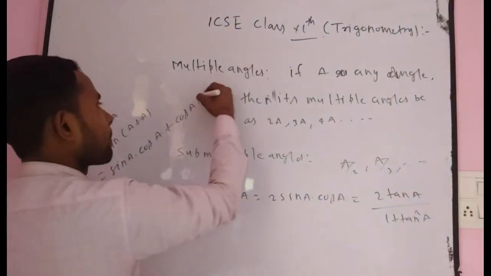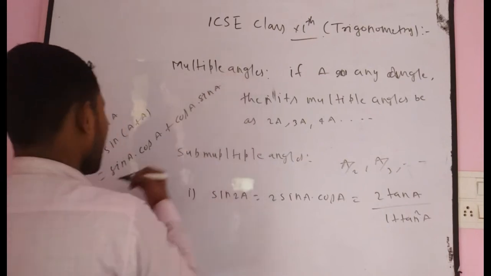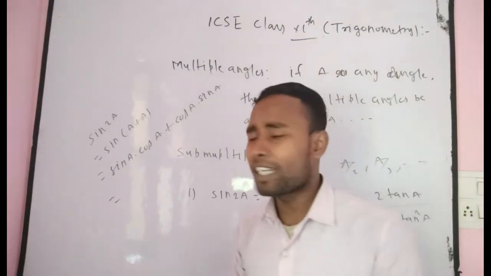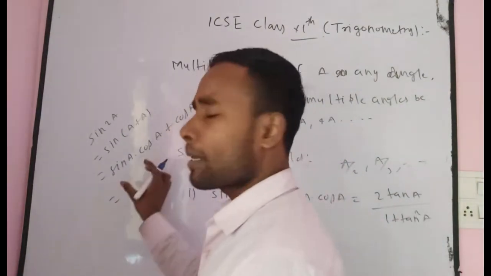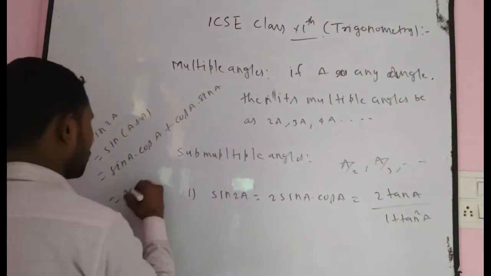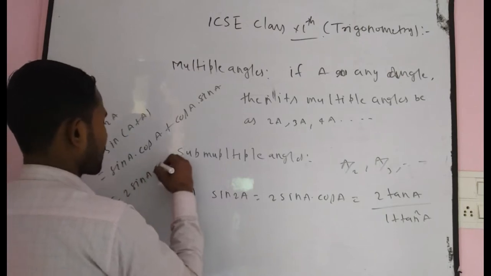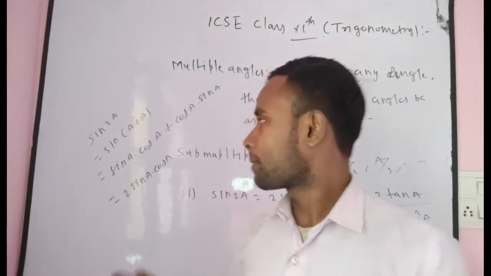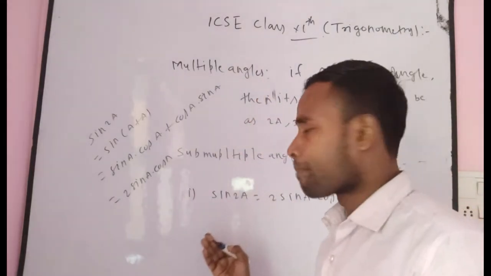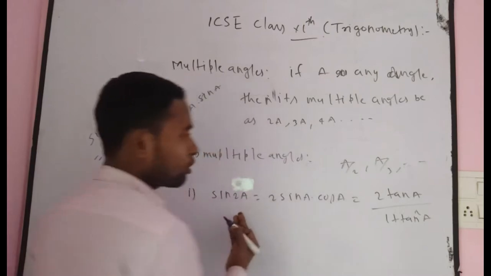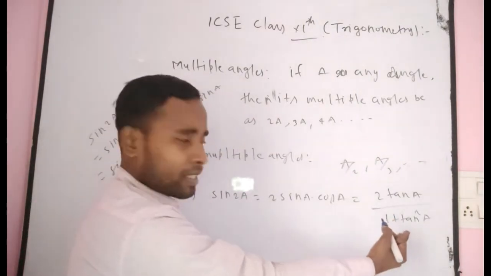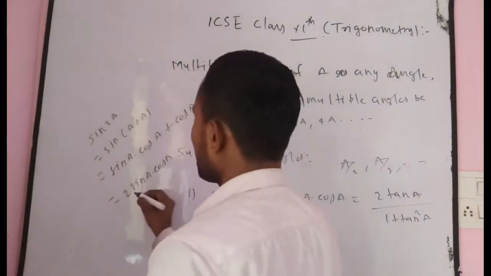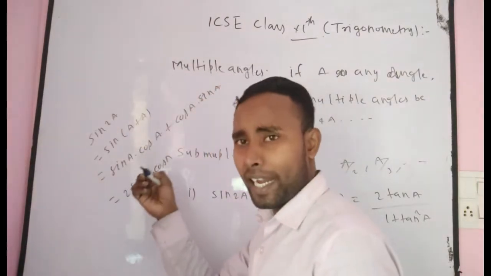Sin B means what? The second angle, which is also A. So can you write sin A into cos A plus sin A into cos A? It will be 2 sin A into cos A, because both terms are alike. So sin 2A is equal to 2 sin A into cos A. It is the formula of sin 2A. Similarly, you can prove the other forms also very easily.